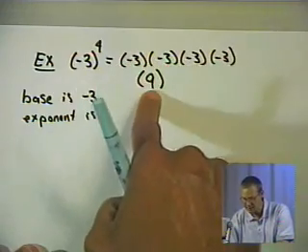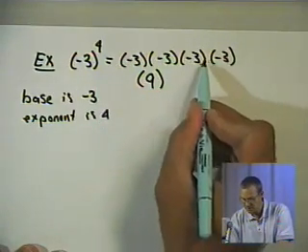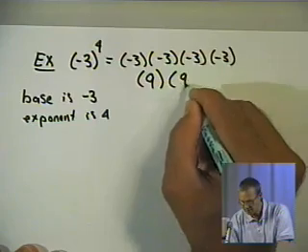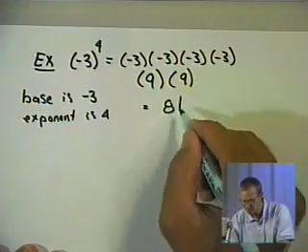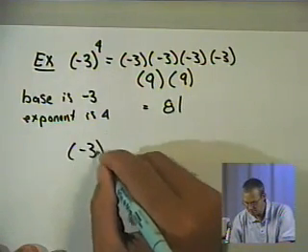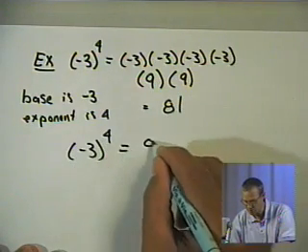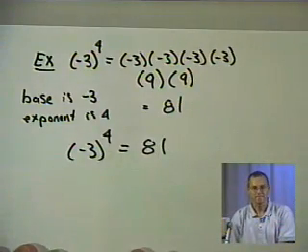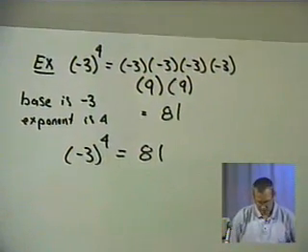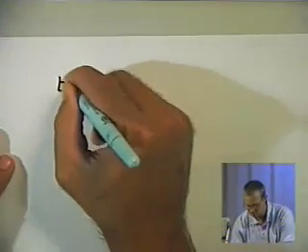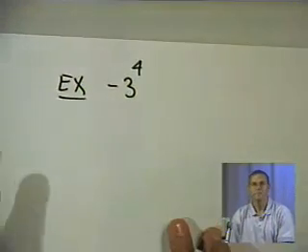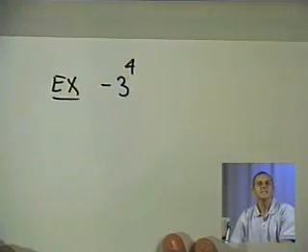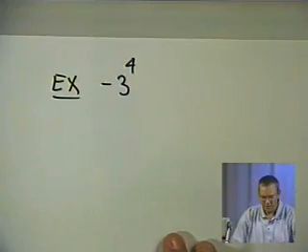So negative 3 to the fourth is 81. Now let's look at this example: negative 3 to the fourth. Now the big question is, what is our base? Notice it looks an awful lot like the example we just did, but I had parentheses, so my base was whatever was in the parentheses. Negative 3 was my base. Here, the 4 is only attached to the number 3. So the base here is 3.